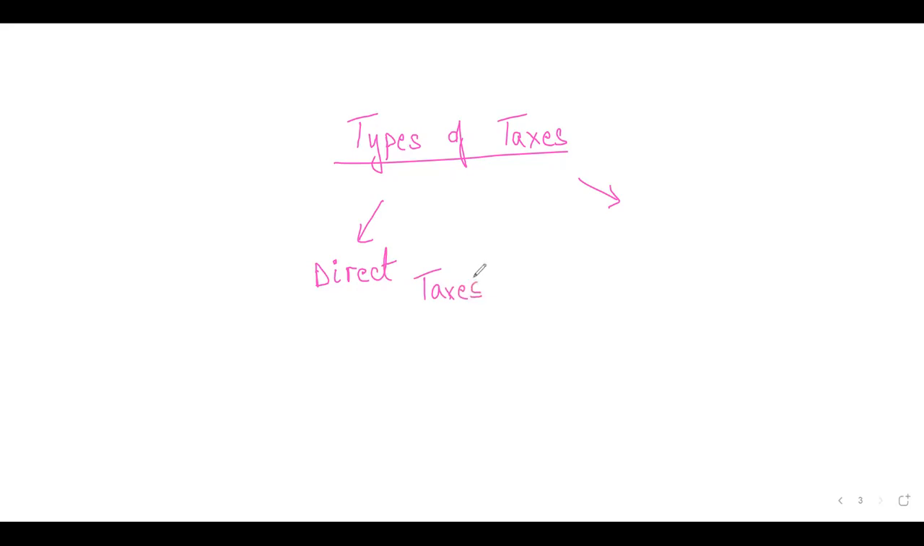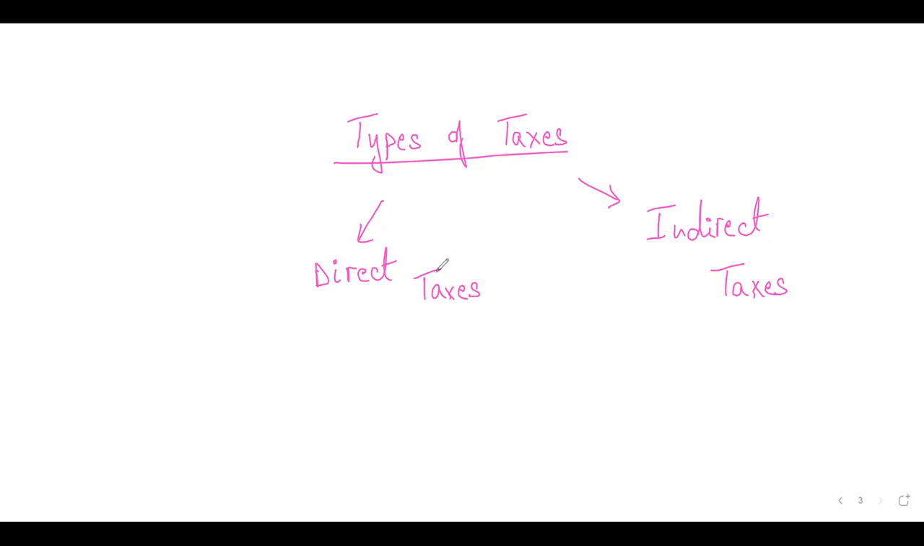So can anyone of you tell me the distinction between direct and indirect taxes? What's the distinction between the two? Regressive taxes are imposed on goods and services. In regressive taxes, low income people pay more and vice versa. That's correct, Zohan. So we are coming to the nature of the taxes.